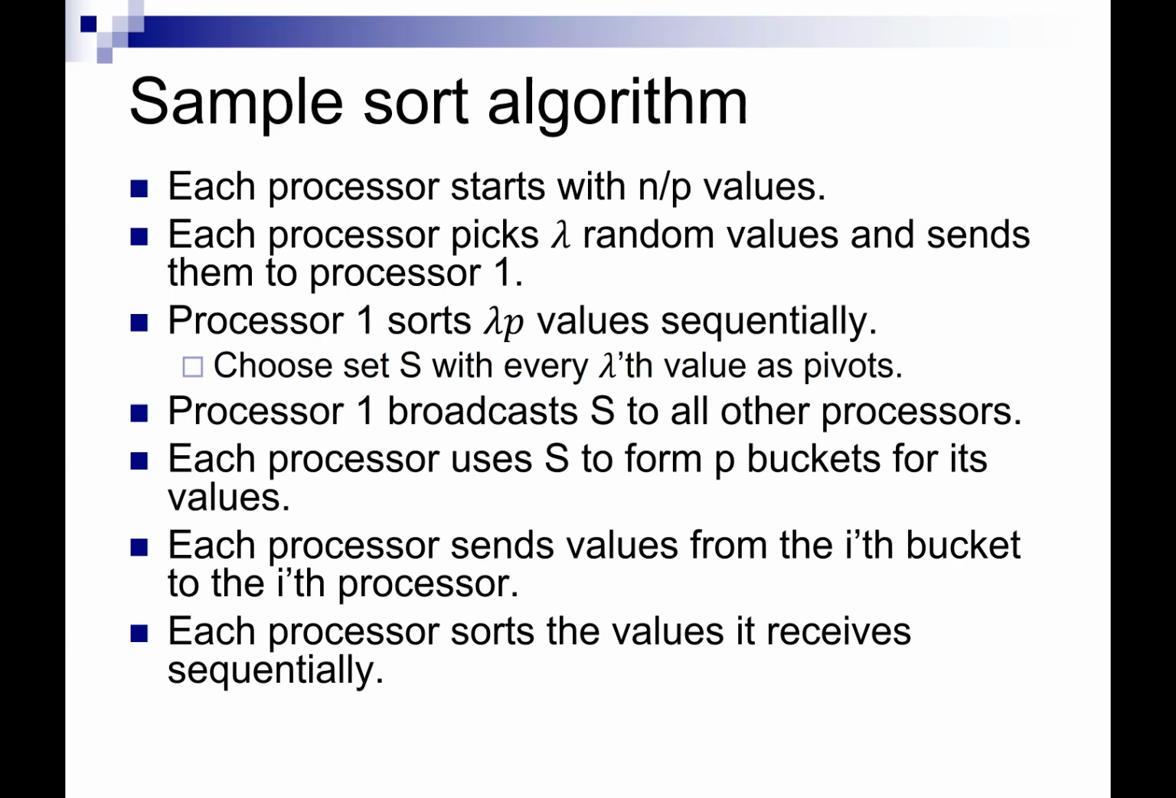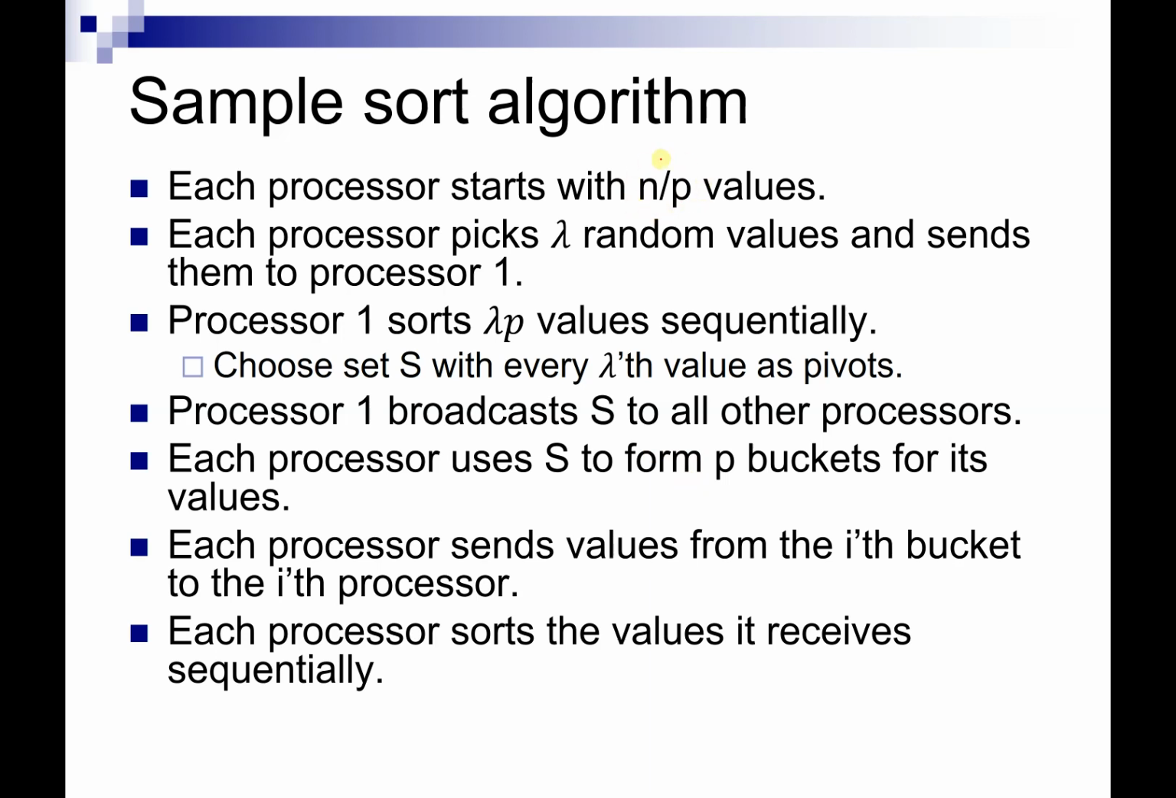Processor 1 is going to receive these lambda p values, and then it's just going to sort them. Then it's going to take every lambda value from the sorted sequence, and it's going to use those as the pivots. So processor 1 needs to tell all the other processors about these pivots. It's just going to take the set S of every lambda value and broadcast that set to all the other processors. Now all the processors have these pivots, and now they can use the pivots on the values that they currently have.